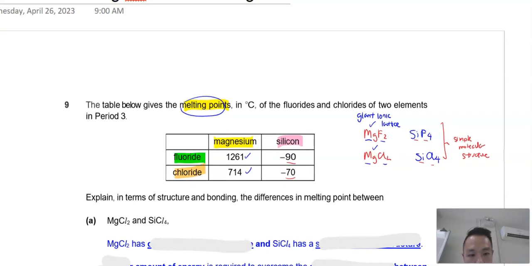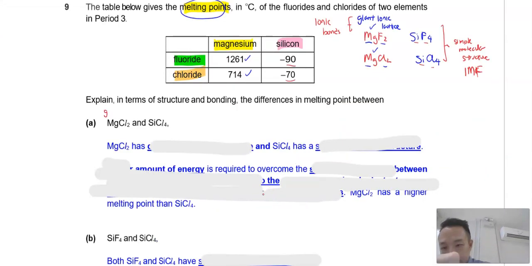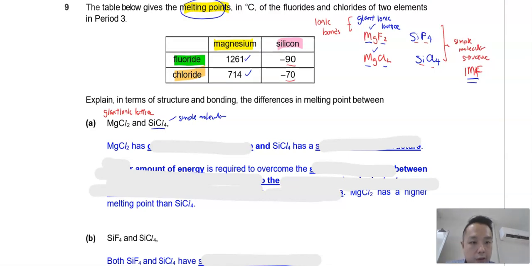So which means when we're looking at melting, we're looking at IMF, intermolecular forces, whereas for MgF2, MgCl2, we're looking at your ionic bonds. Okay? And this will give you some indication in terms of the relative melting points. So for MgCl2 and SiCl4, MgCl2 is a giant ionic lattice, whereas SiCl4 will be your simple molecular. For SiCl4, we need to identify the type of IMF.